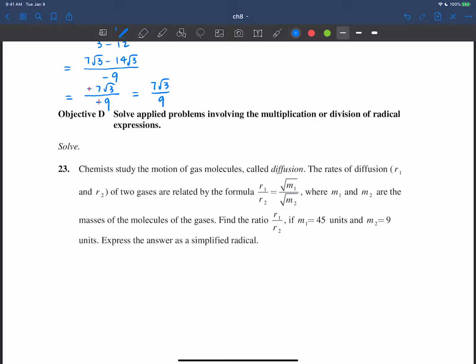We are given this formula, so let's write down the formula. R1 over R2 equals radical M1 over radical M2. And we plug in the values that they gave us. M1 is 45, we have radical 45 on the top. M2 is 9, so radical 9 on the bottom. Of course, you could simplify each of them, but there's a quicker way. We could combine the radicands, put them as a quotient. So it's the same as radical 45 over 9. 45 over 9 is very easy to calculate, it's simply 5. So we got our final answer, radical 5, right away, and you don't need to do anything else.